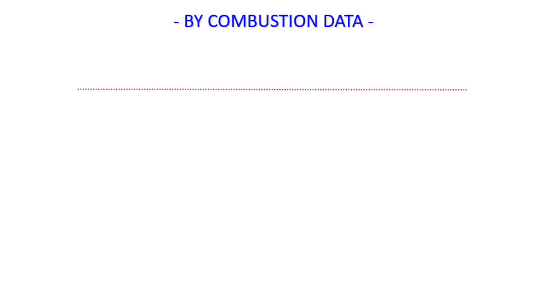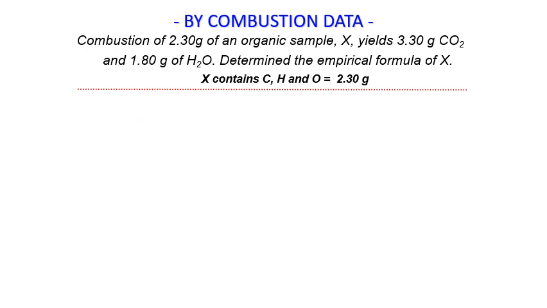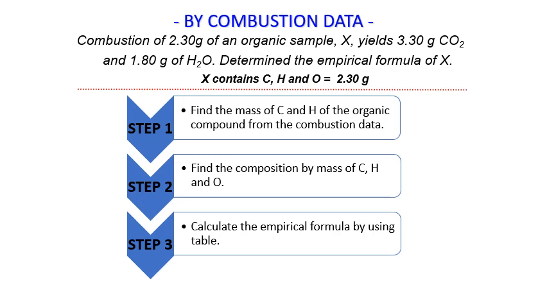By combustion data. If the mass of the compound is given, follow these steps to determine the empirical formula. Step 1. Find the mass of carbon and hydrogen of the organic compound from the combustion data. Step 2. Find the composition by mass of carbon, hydrogen, and oxygen. Step 3. Calculate the empirical formula by using a table.